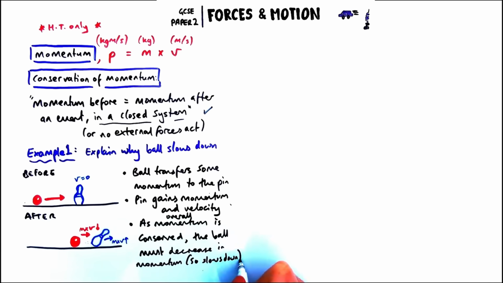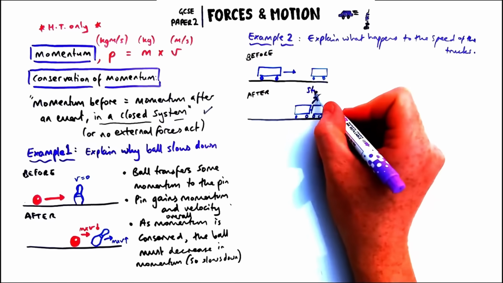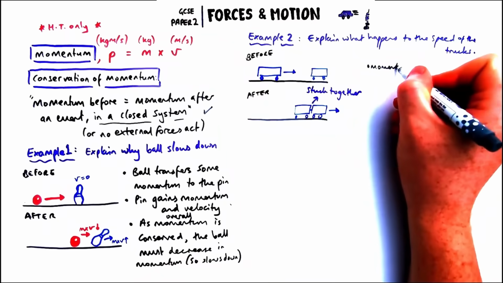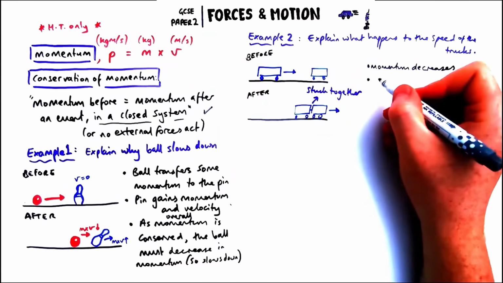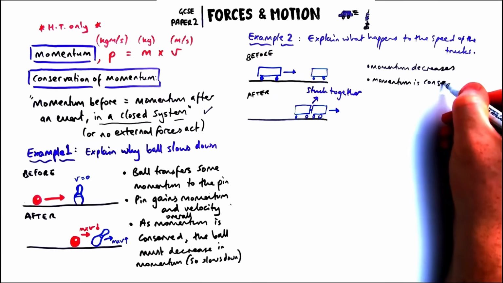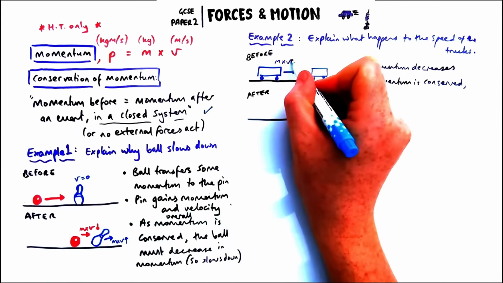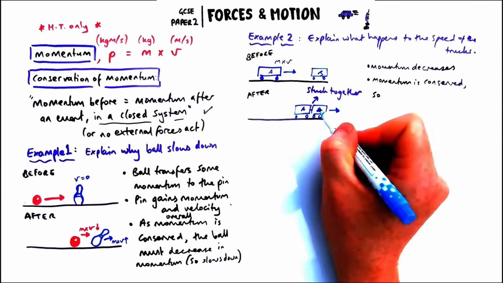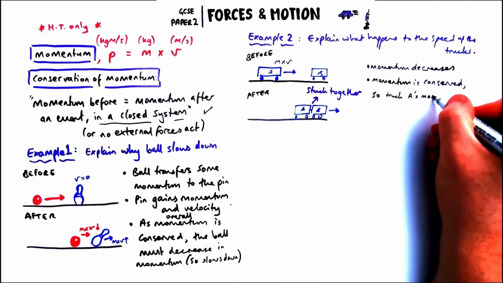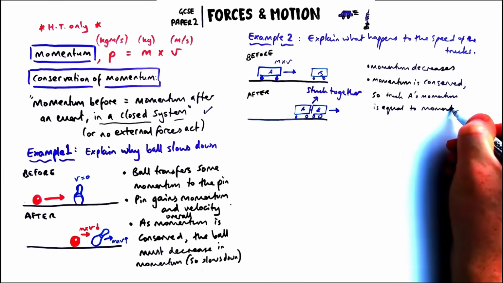So we'd say that the ball has decreased in momentum, so has got less velocity overall, or slowed down. Example 2, we're going to look at two trucks, one moving at velocity, one stationary, and this time they collide but they stick together, unlike the bowling ball and the pin. It says, explain what happens to the speed of the trucks. As we just mentioned, the speed is going to go down, but we've got to be able to explain it. The momentum of this first truck is going to decrease, but momentum is conserved. So we say truck A's momentum is equal to the momentum of both trucks after they've collided and stuck together, so after the collision.